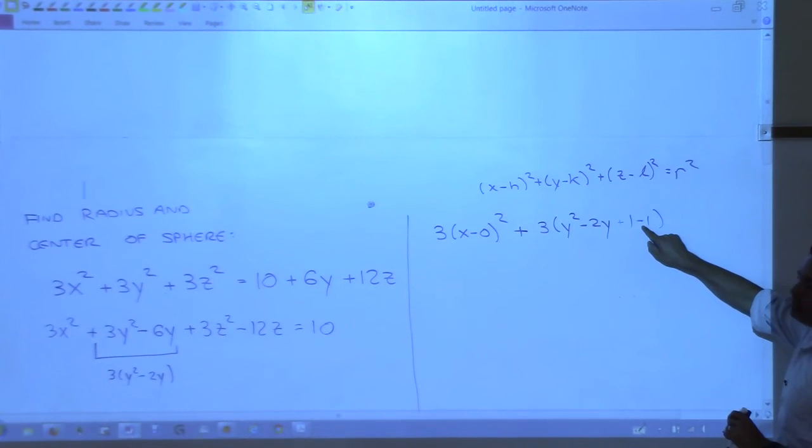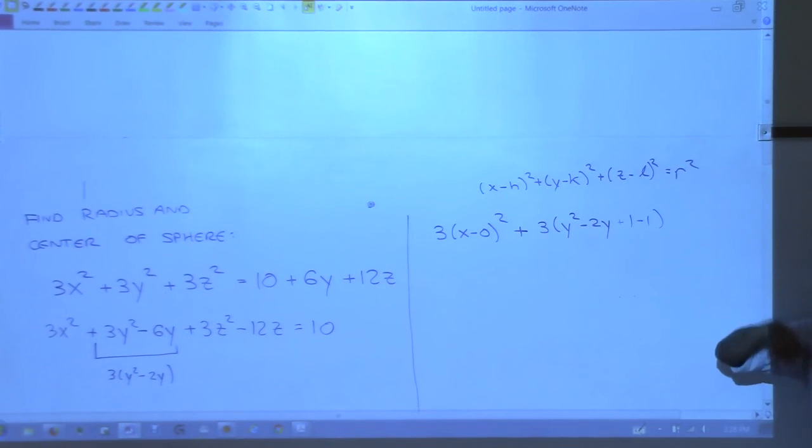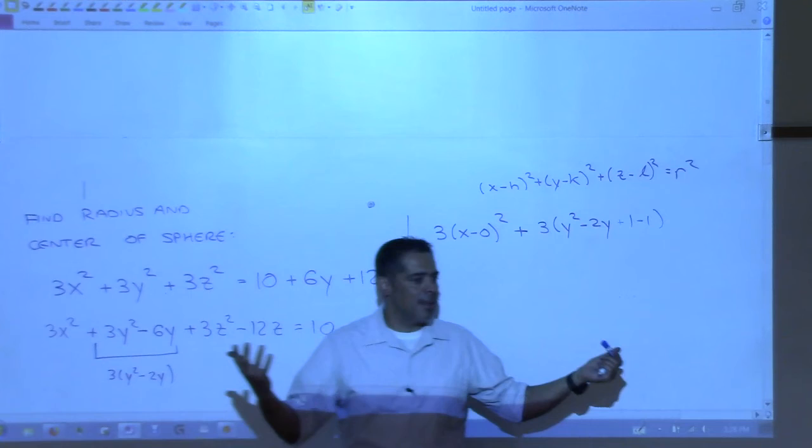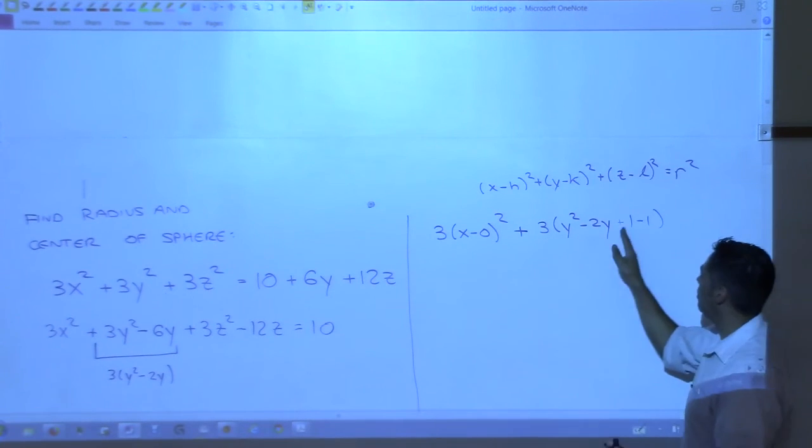Do you subtract then add? No. You always add then subtract, right? Because that number, when you take the number in the middle and you take half of it and square it, that'll always be positive, right? So you're always going to do add then subtract.